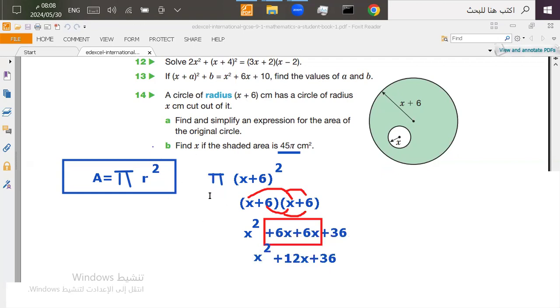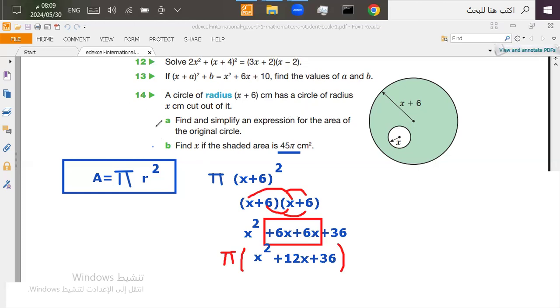Now I take the pi, the same, I put it here next to it. So it's going to be like this with brackets, of course. I have a bracket here and a bracket here. And the pi should be outside of the bracket like this. So the answer is pi bracket x squared plus 12x plus 36. And this is the area of the bigger circle. This is for the area of the big circle. Okay. And this is the first part. So pi x squared plus 12x plus 36.